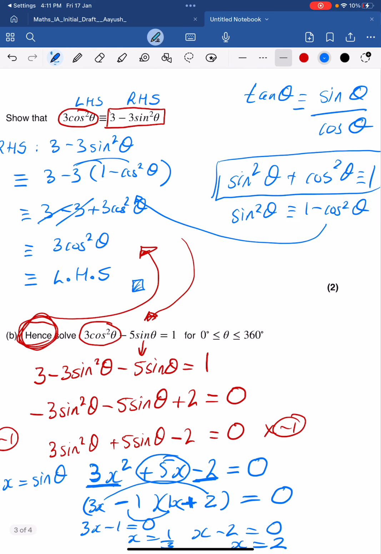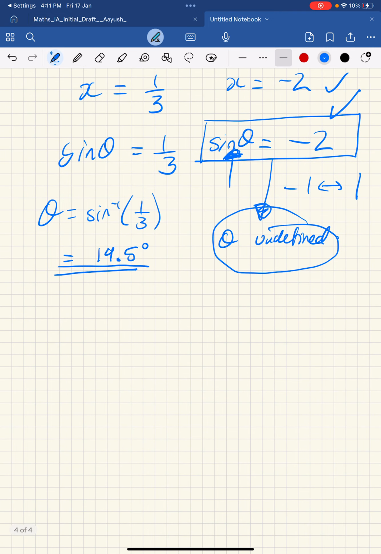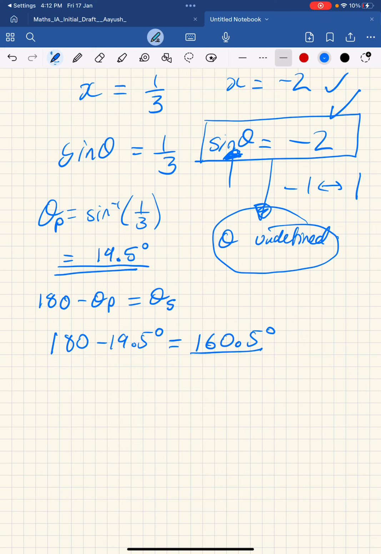Now, if we look back at the question, we see the domain for the solutions is 0 to 360. So I'm going to do this in two ways. I'm going to do the kind of cheat way, really, or the memory way. This is the principal solution, and 180 minus the principal solution gives us the secondary solution. All right, so the second solution is 180 minus 19.5 degrees. And that's equal to 160.5 degrees, right?